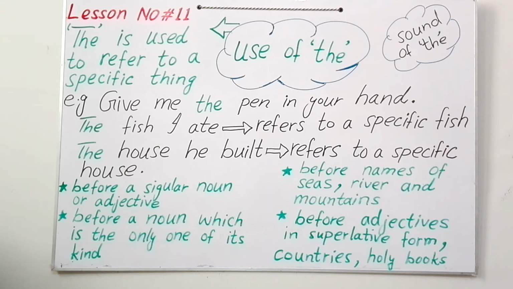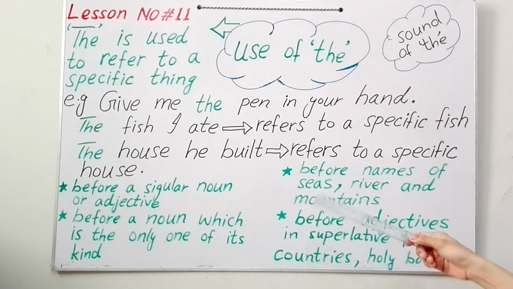The fish I ate refers to a specific fish. The fish I ate means that fish which I ate. The other example, the house he built. The house he built means that house which he built, refers to a specific house. The other examples are there in green color.